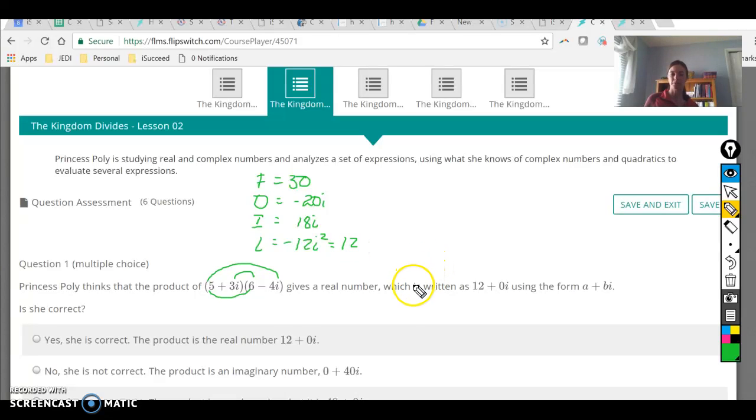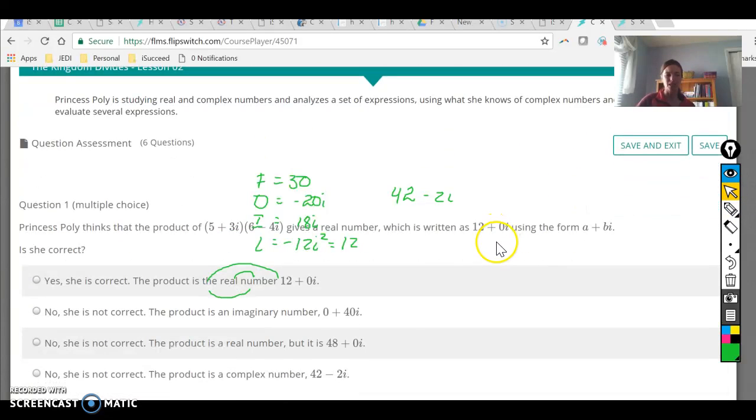All right, so now I can combine like terms, and I find that my two real values are 30 and 12, which gives me 42, and my complex values are negative 20 plus 18, which is a negative 2i. So in this instance, it would appear that Princess Polly is wrong, and that we have 42 minus 2i as our actual value.